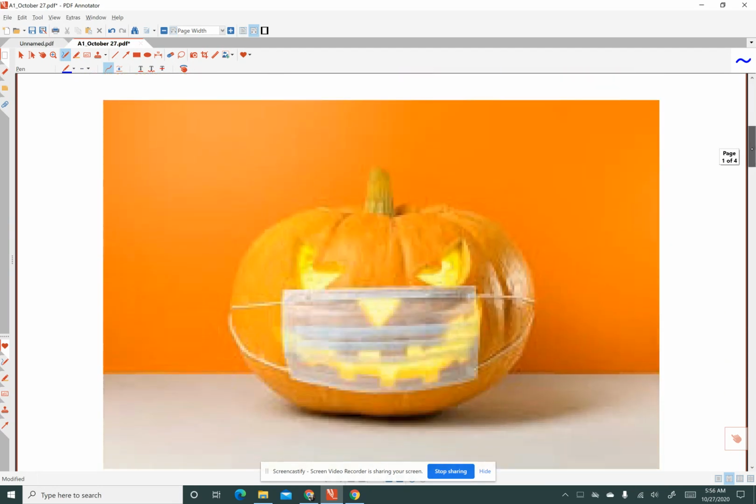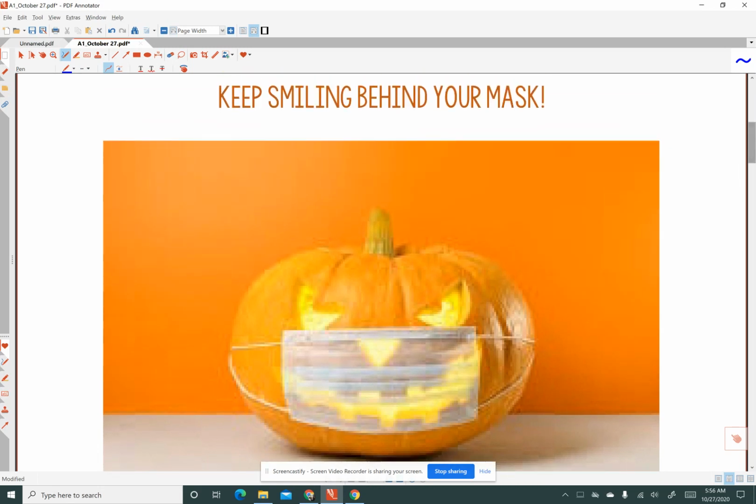Oh, here's our pumpkin. Today's pumpkin is brought to you by this pumpkin with a mask, but you can see that this pumpkin is smiling behind the mask, and I hope you are too when you're in school.